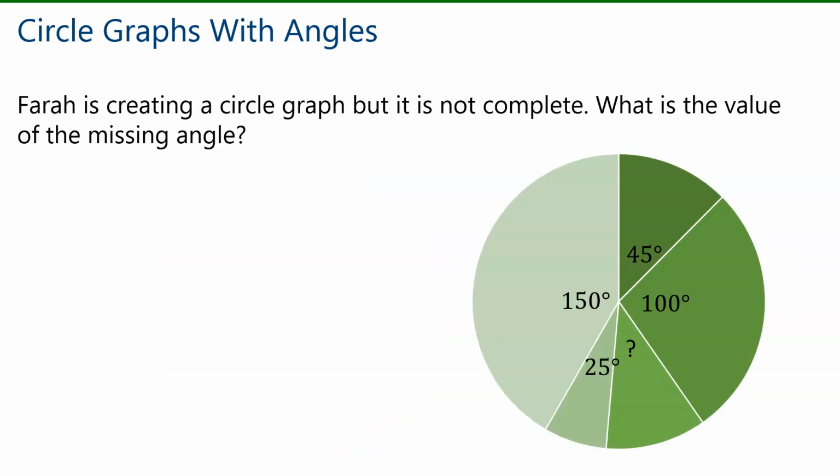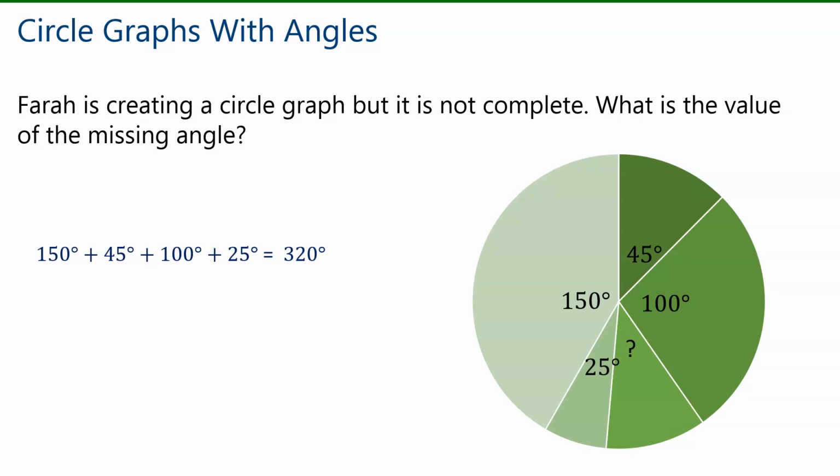So let's look at this example. Farah is creating a circle graph, but it is not complete. What is the value of the missing angle? So let's start by adding the four angle measures that were given: 150, 45, 100, and 25. Doing that gives me 320 degrees.